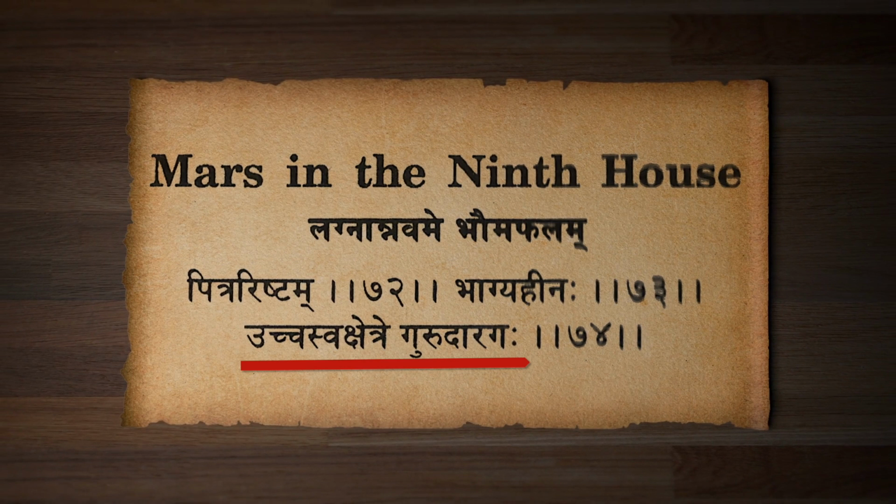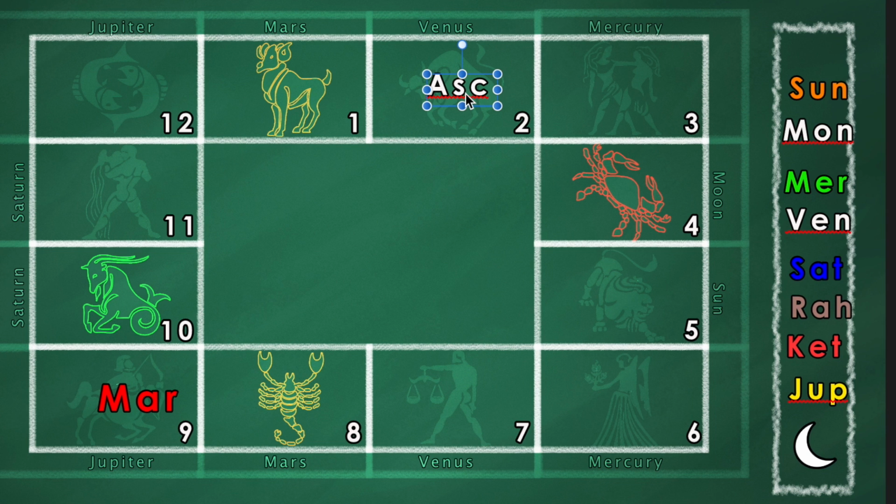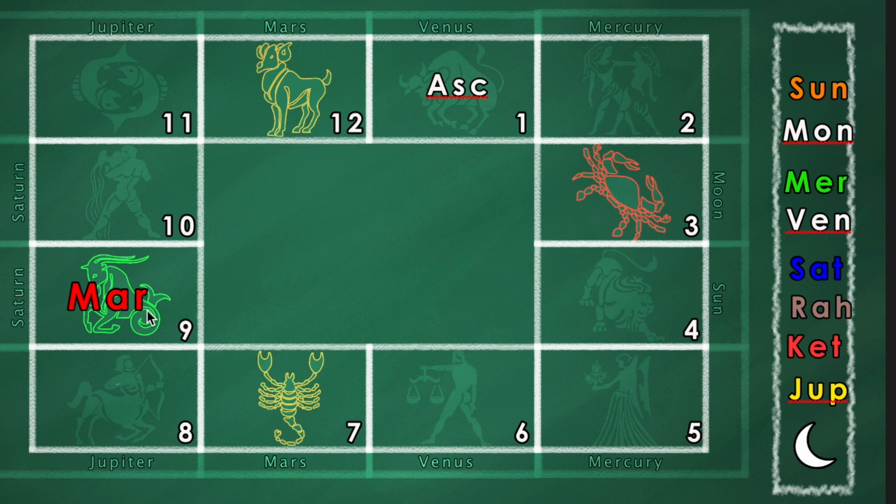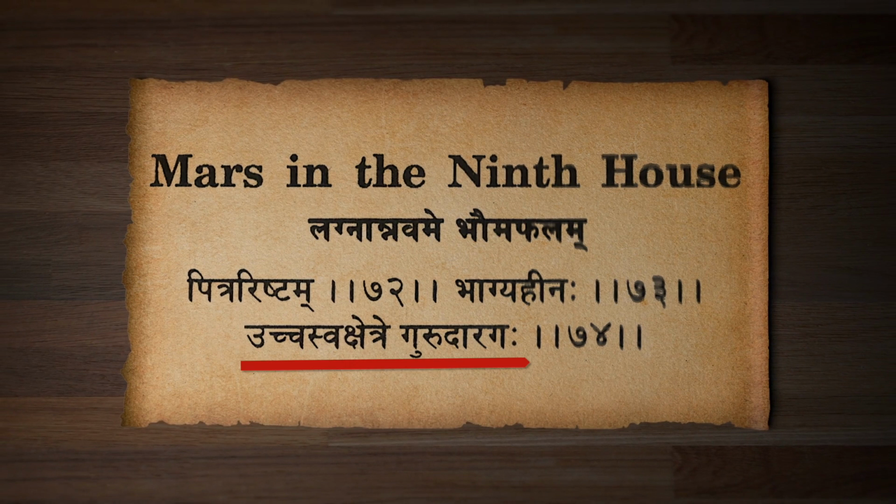Uchcha Swakshetre Guru Daragaha. Now, what does this mean? So let's change the ascendant to Rishabha, Taurus, and then shift Mars to Capricorn. So now you have Mars exalted, but we need to renumber the houses. So here it is. So now Mars is in the ninth house. This is what Sage Bhrigu is discussing in the second line. Uchchasva Kshetre Guru Daragaha.